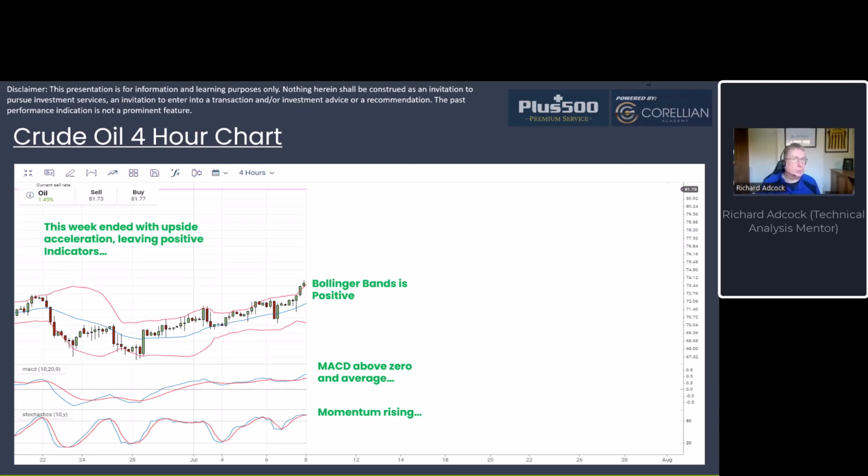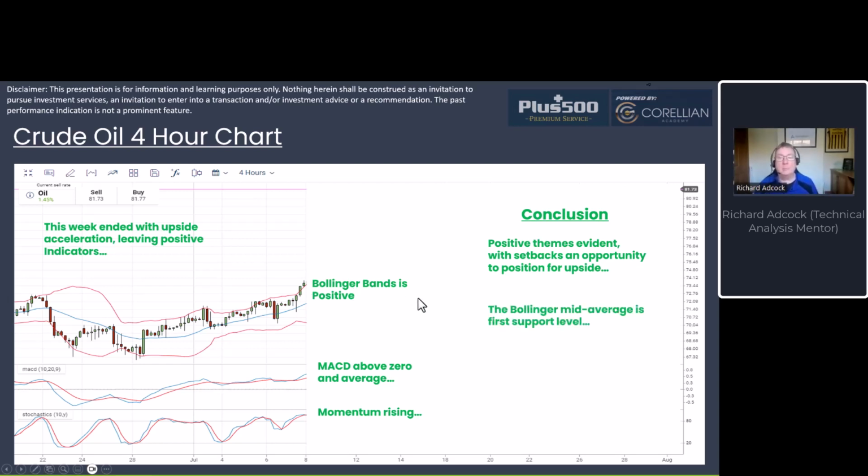However, we're trading from a shorter-term perspective, and this is Friday's close. So I wouldn't necessarily want to run the risk of holding a position from a short-term perspective over the weekend, and I would rather wait for Monday's activity and see how I feel about the market at that time. So the conclusion I would take from the current week's trading in the beginning of July was that the positive themes were evident on the weekly, daily, and now 4-hourly perspective after Friday's close, and setbacks, having seen a strong upside move already, would offer an opportunity to position for the upside.